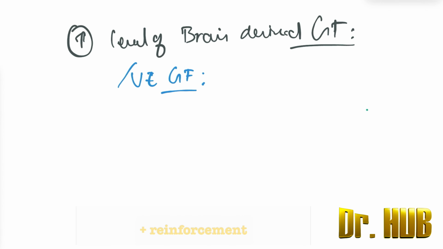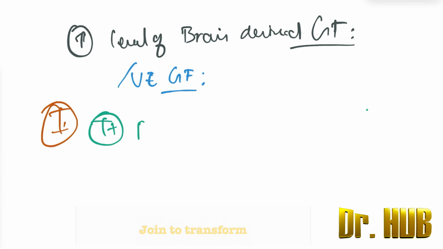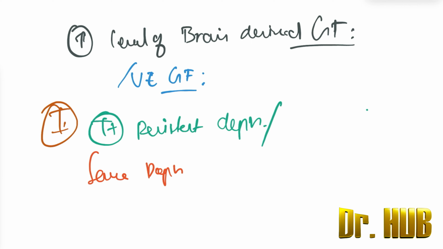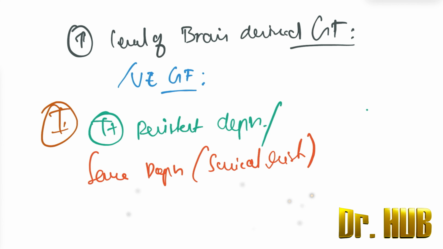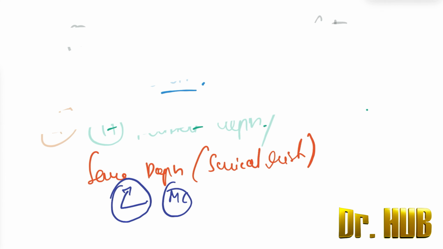Now comes the indication. Where is electroconvulsive therapy indicated? It is indicated in the treatment of treatment-resistant depression. Next comes severe depression, in case of severe depression with a suicidal risk, and this is the most common indication. So suicidal depression is the most common indication.